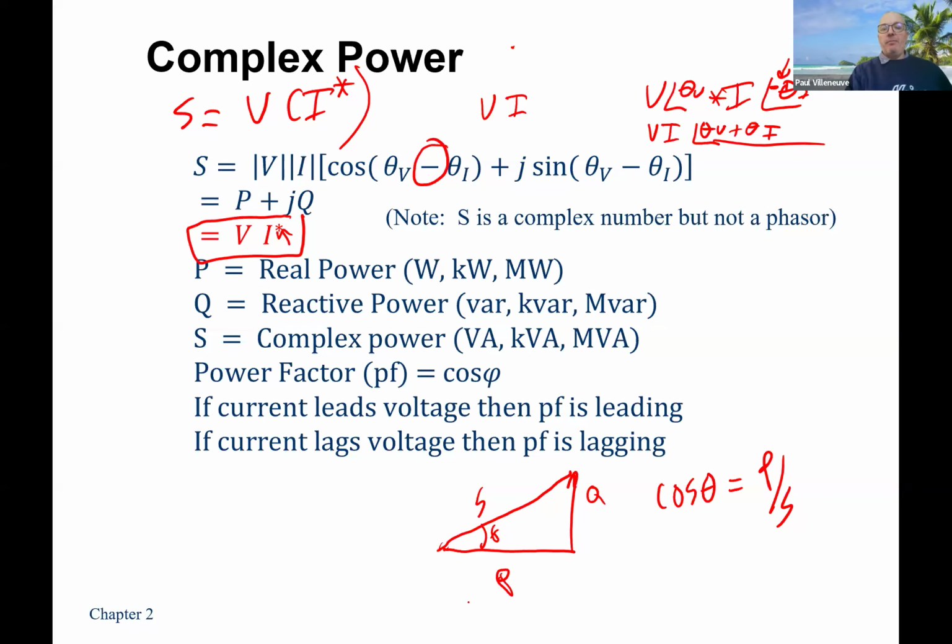And that makes sense, right? Because S equals P plus JQ. So how could P over S ever be greater than 1? Can't, right? So the term P over S is the ratio of real power to total power. Engineers like to be efficient, so we just called it the ratio of power. And back in the day, ratio was called a factor. So now we just call it power factor. So the term that you will use all the time is power factor.